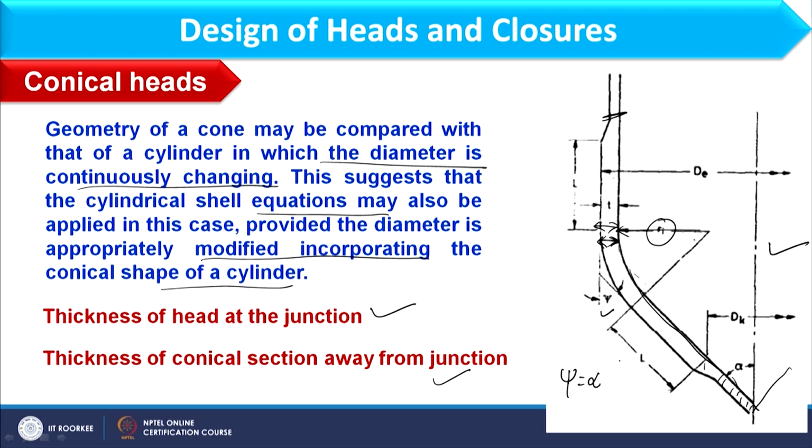So, why are these two terminologies used for the same purpose? Because there are some cases where psi is not equal to alpha. We will discuss that case also. So, to distinguish the two cases, alpha and psi are two different angles which are used in conical heads.